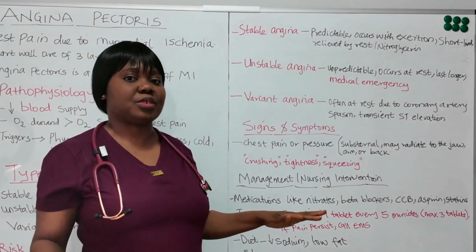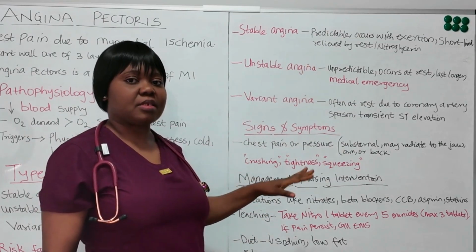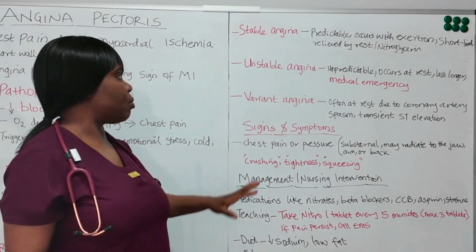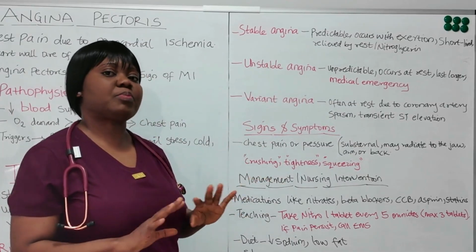It will lower the heart rate. How to take the nitroglycerin for chest pain, we'll discuss it shortly. Unstable angina is the second one. As the name goes, it is unstable. So this one is unpredictable.